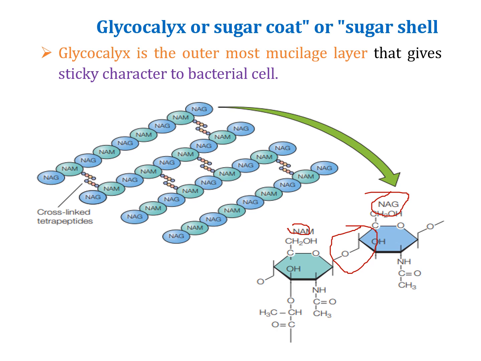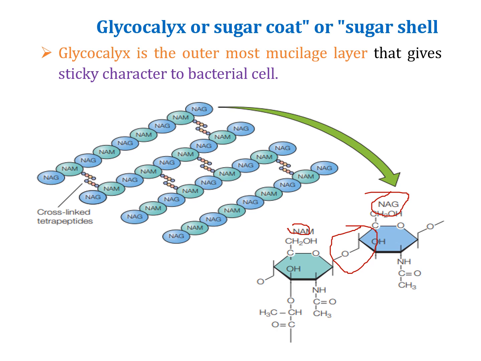This varies in different species of bacteria. It forms like NAM, NAM, NAM, NAM, all the time NAM with the tetrapeptide, linked to each other. The cross-linked structure of peptidoglycan forms a strong covalent shell around the entire bacterial cell.